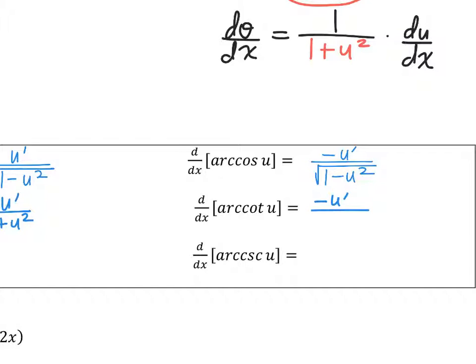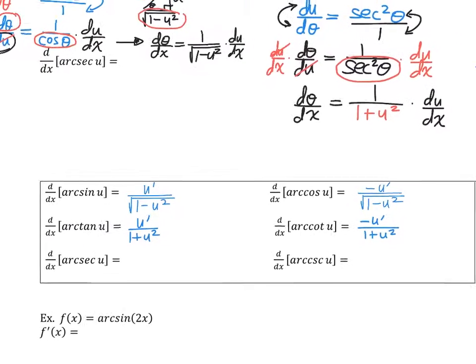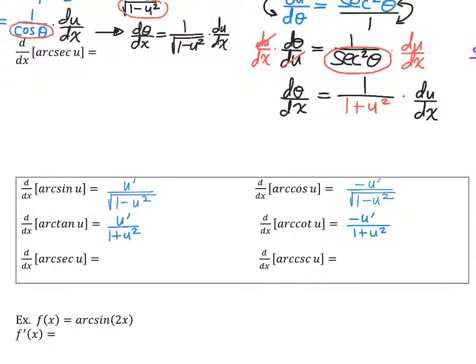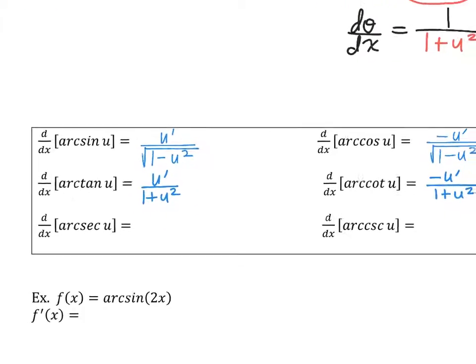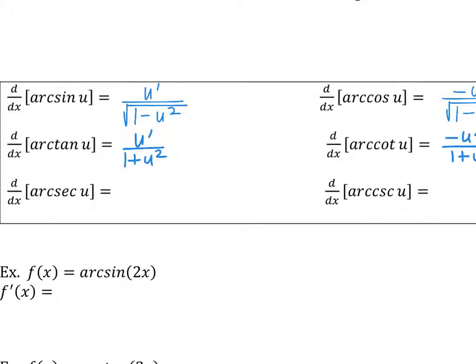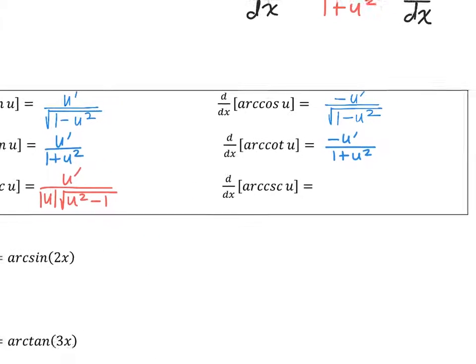Make that prime look primey. All right, so I'm going to put a star on the last one so you could try it on your own, but I'm also going to give you the rule so that you have something to actually work off of when you try the other problems that go along with it. It's u prime over the absolute value of u times the square root of u squared minus 1, and then the negation of that.